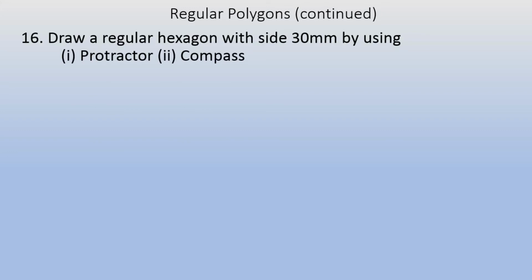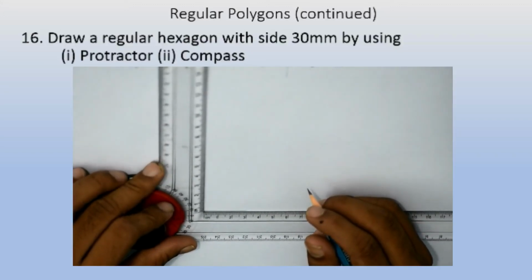Now, question number 16, we have to draw a hexagon with protractor and compass. So we have to use protractor and compass here. So let us first draw this regular hexagon by using the protractor method.